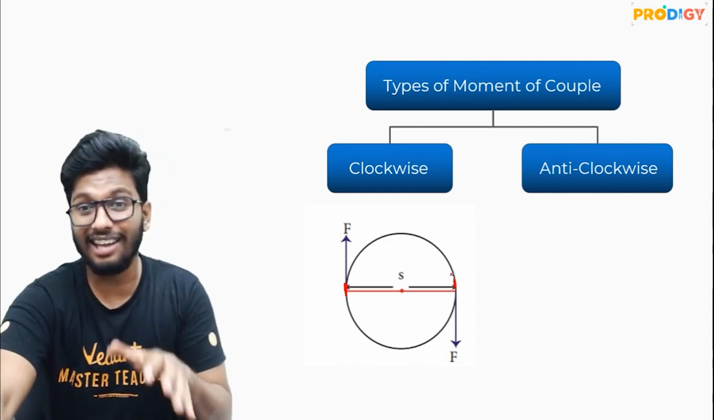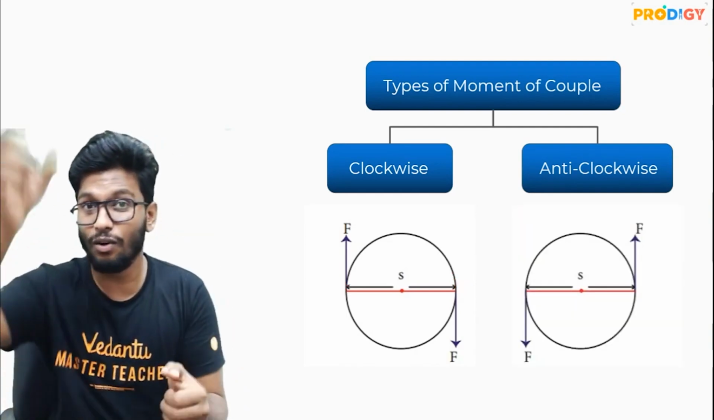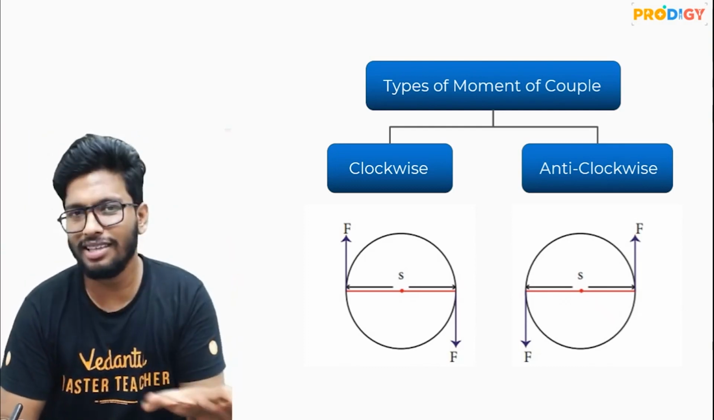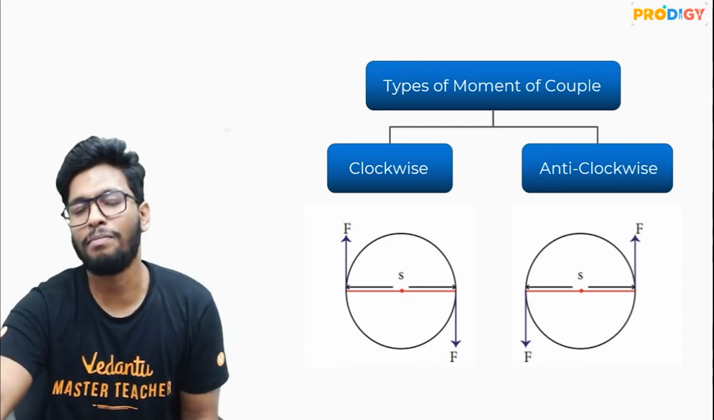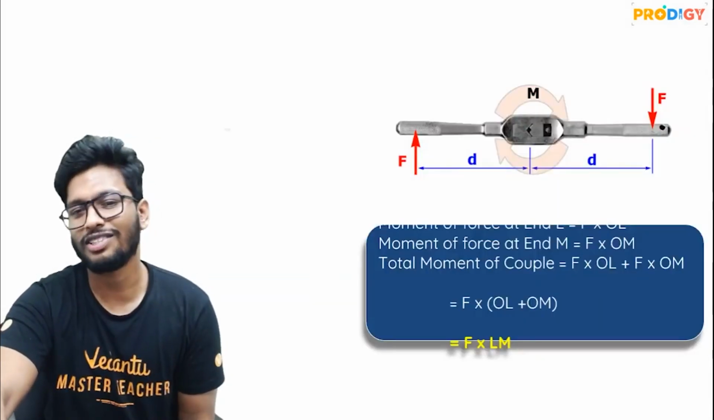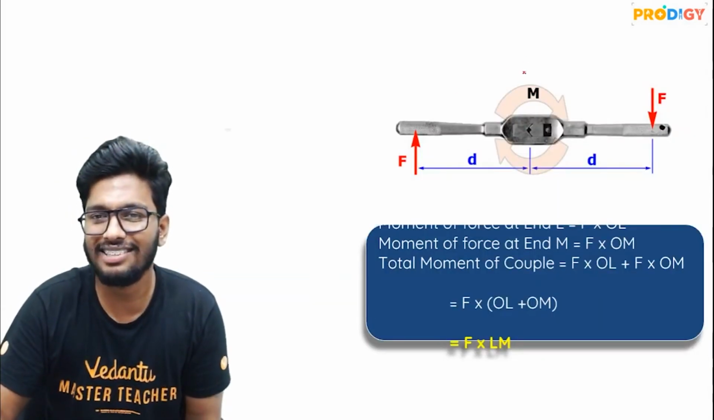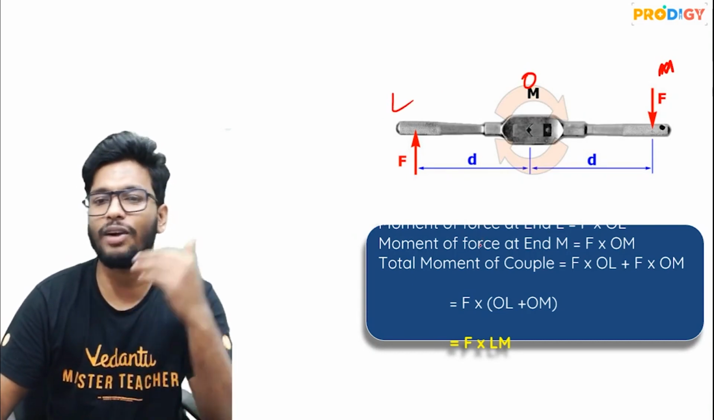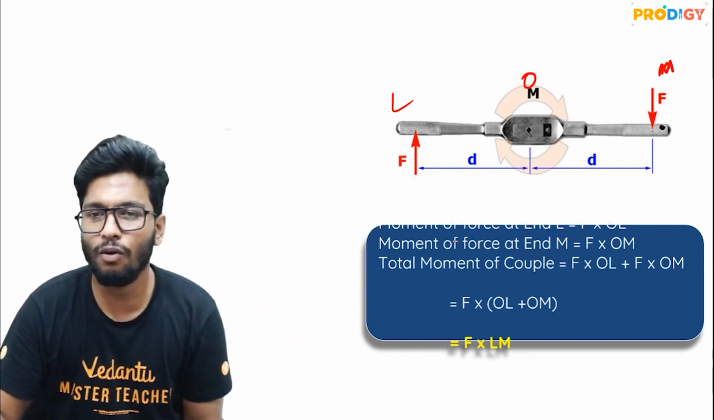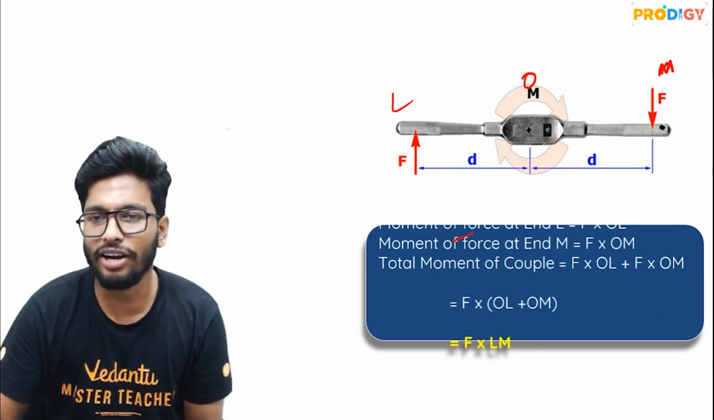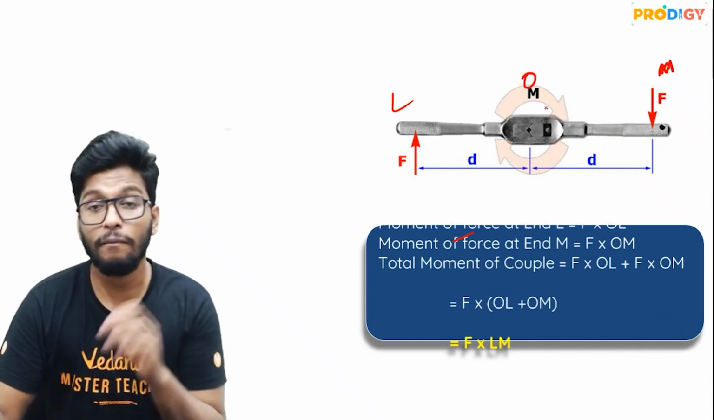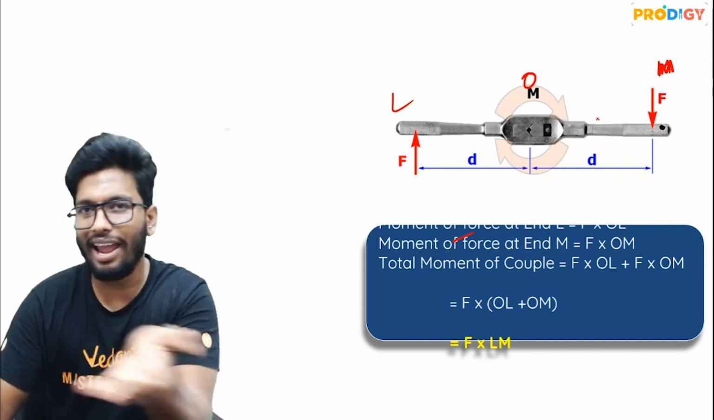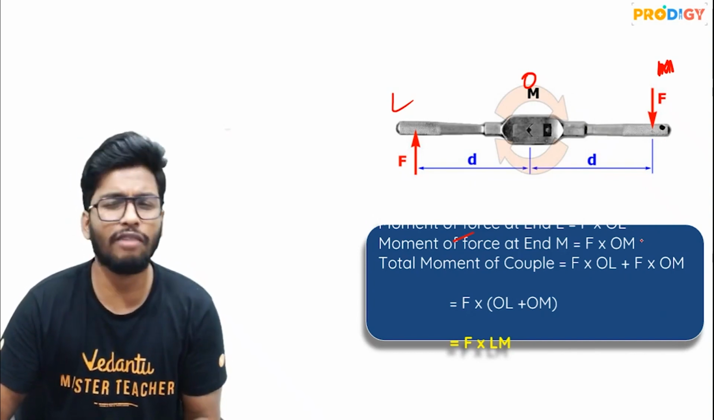For anti-clockwise, again, both in the same sense, one force is acting upwards, the other is acting downwards, but the formula remains the same: either of the two forces into the perpendicular distance between the two forces. All right, so here's the thing, guys. Again, let's say this is L, this is O, and this is M. If you calculate the moment of force, that is the torque about point O because of the force acting at M, it would be F into OM.